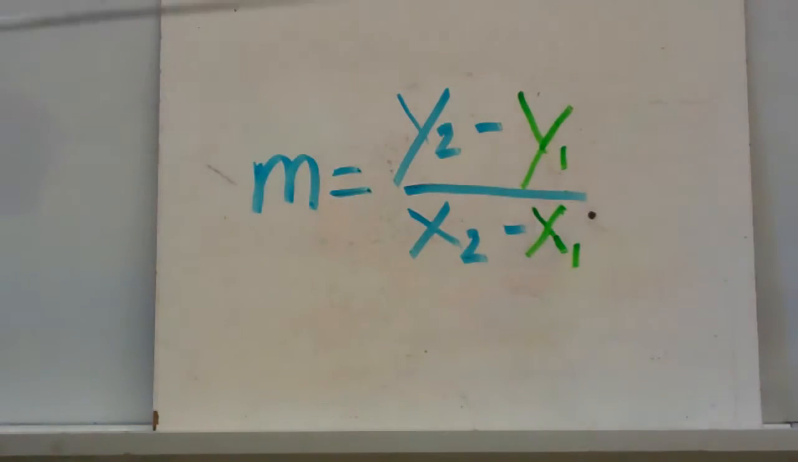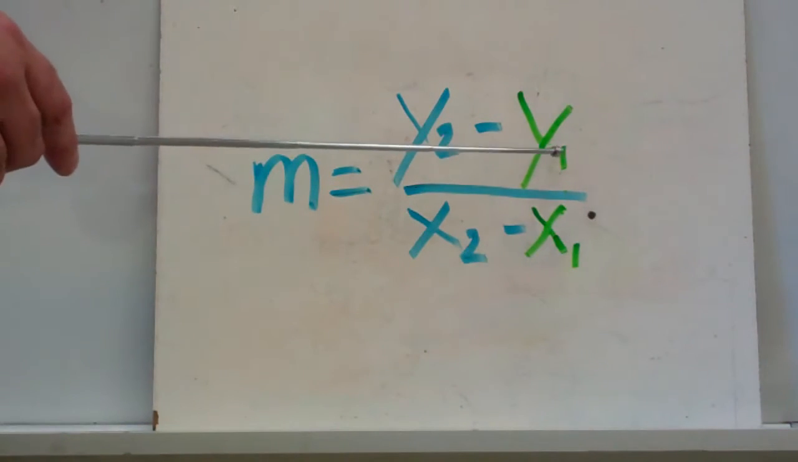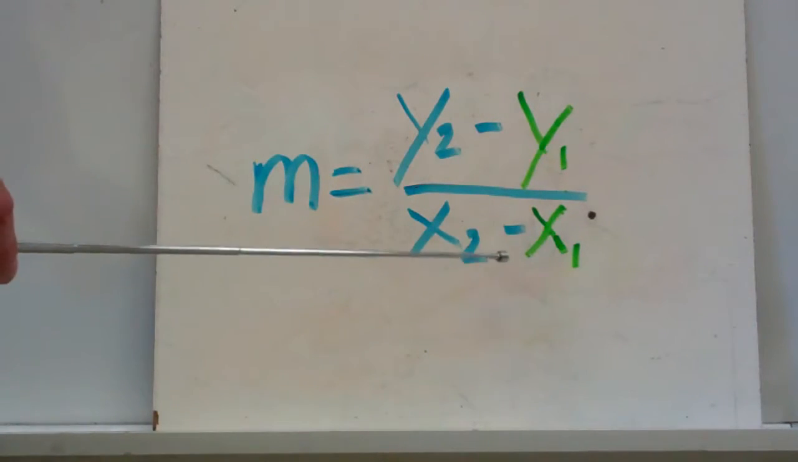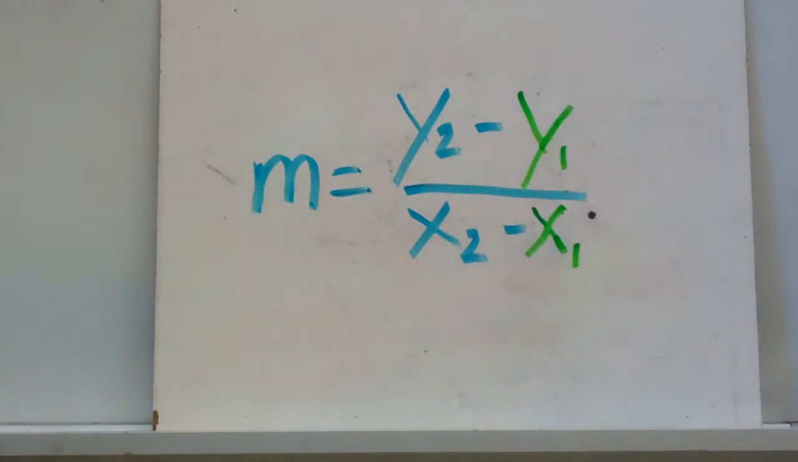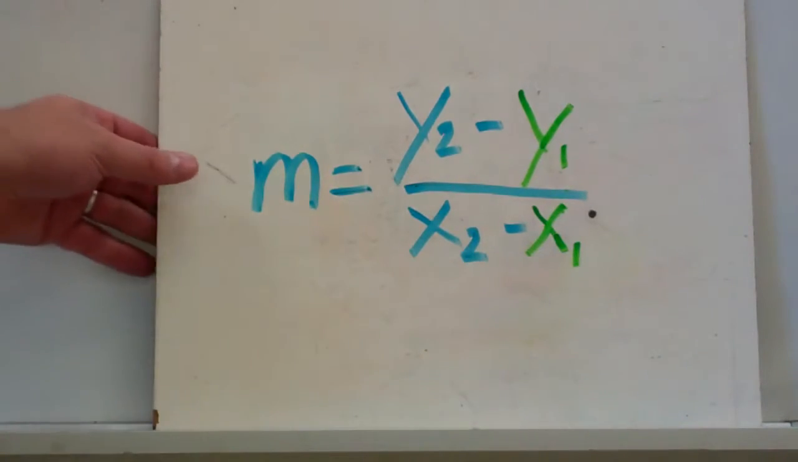Or in this case we have y sub 2 minus y sub 1 over x sub 2 minus x sub 1. So basically what we're going to do is take two coordinates, which both have an x and a y value, and break those up, find the differences between them, and that will give us our slope. Let's look at an example.